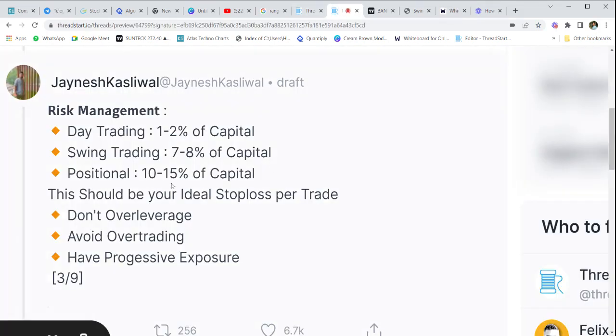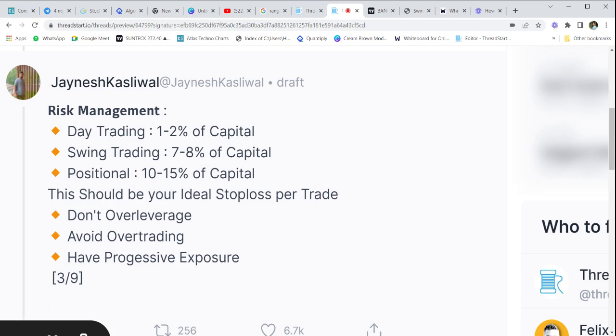Now for a positional trade, you should not be having a stop loss of more than 10 to 15%. And basically you can even diversify your capital into 10 to 15 stocks and put a 10 to 15% SL on individual legs for a positional trade. So this should be your ideal stop loss levels per trade, basically, and one should strictly be following these kind of stop loss levels. Otherwise, sooner or later, you are going to blow up your account.